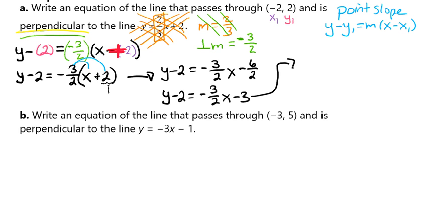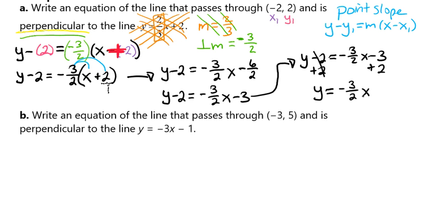And now we just need to finish solving. So we have y minus 2 equals -3/2 x minus 3. And to solve this, we need to add the 2 to both sides so we can get the y by itself. So we have y equals -3/2 x minus 1. And that is the equation of the line that is perpendicular to our given line and goes through -2, 2. I want you to try this next one on your own.